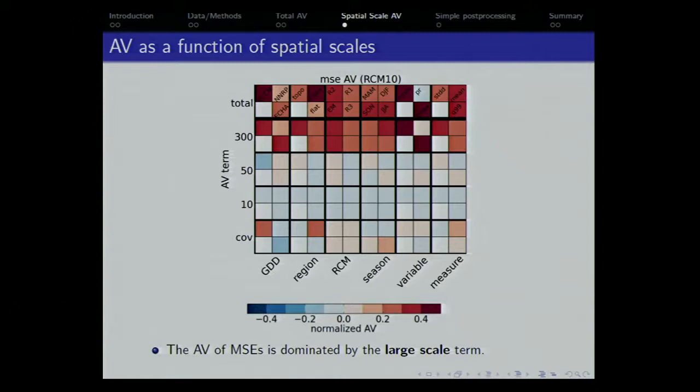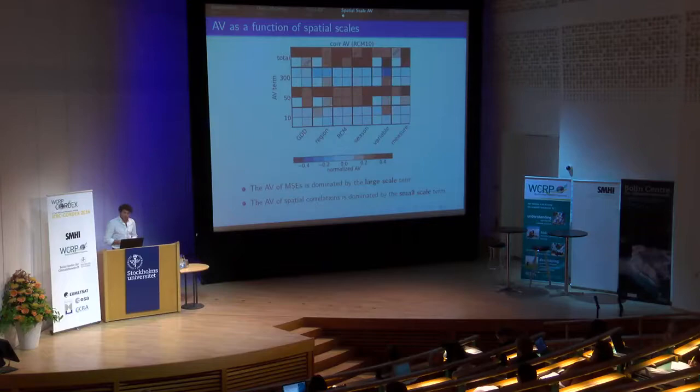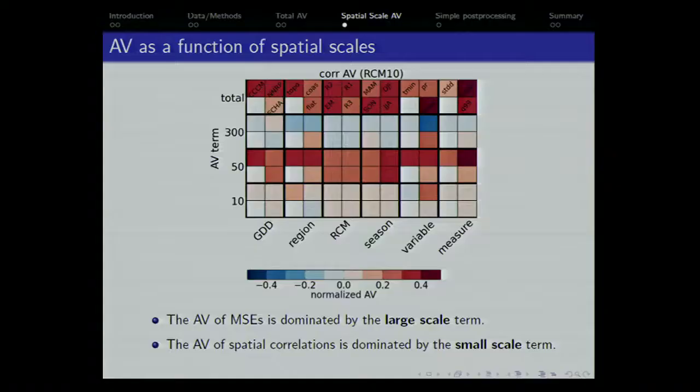And then for the mean square error, we have a covariance term that appears. But the main result here is that the whole added value in the case of the mean square error is coming from the larger scale component. Basically, there is negative or pretty much zero contribution for the 50 and 10 kilometer scales. On the other hand, if we consider the correlation metric, what we find is that the whole added value is now explained by the fine scale information related with the 50 kilometer grid mesh. And so here we see an important difference between the added value in the mean square error and in the correlation. The correlation really needs the fine scale information, while the other one does not, at least not explicitly.